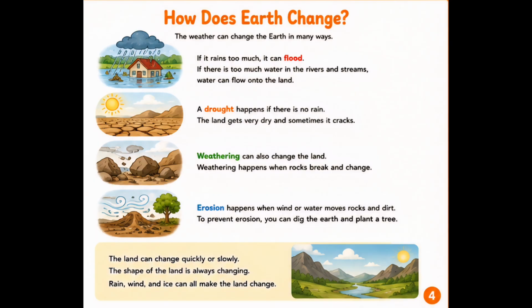Weathering can also change the land. Weathering happens when rocks break and change. Erosion happens when wind or water moves rocks and dirt. To prevent erosion, you can dig the earth and plant a tree. The land can change quickly or slowly. The shape of the land is always changing. Rain, wind, and ice can all make the land change.